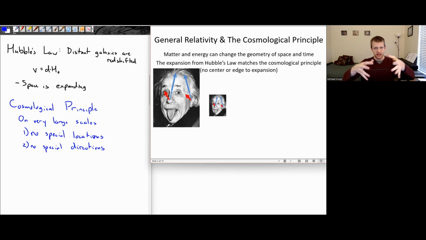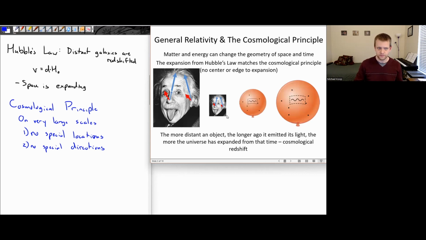The expanding universe isn't expanding into some other empty region, because there would be some special locations. There would be a center to that. You could be on the edge where, oh, this is the direction where empty space is, and this is towards the center of the universe. But both of those ideas violate the cosmological principle.